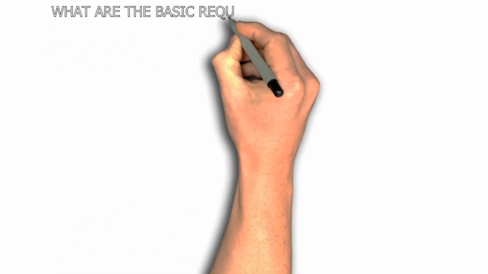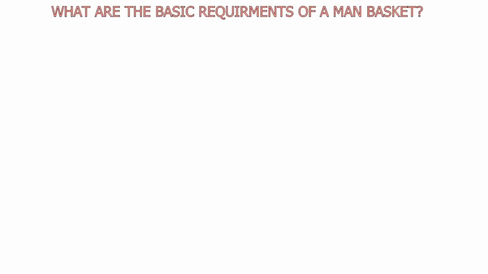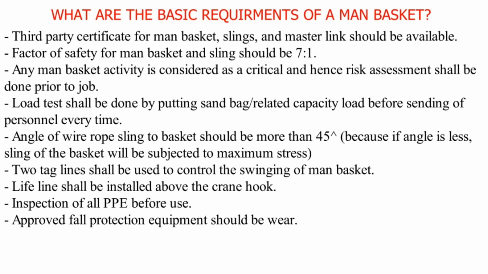What are the basic requirements of a man basket? Third-party certificates for the man basket, slings, and master links should be available. Factor of safety for the man basket and sling should be 7:1. Any man-basket activity is considered critical, and hence a risk assessment shall be done prior to the job. Load test shall be done by putting a sandbag of related capacity load before sending personnel every time.